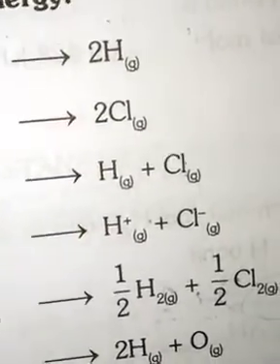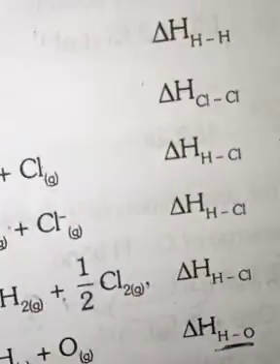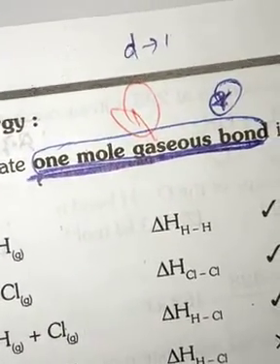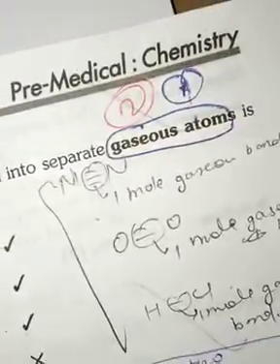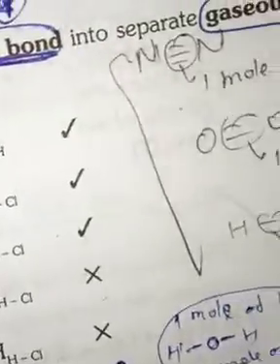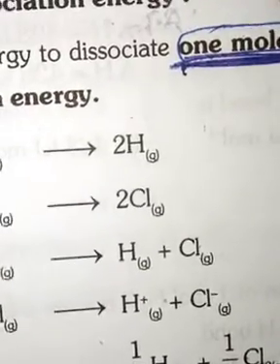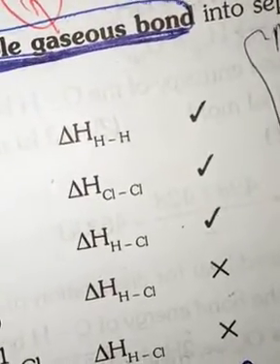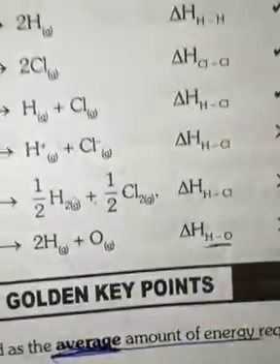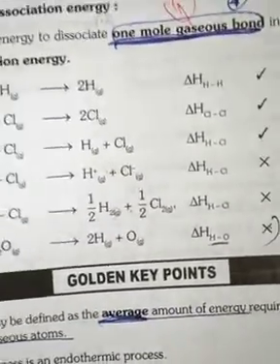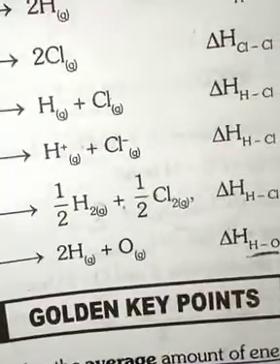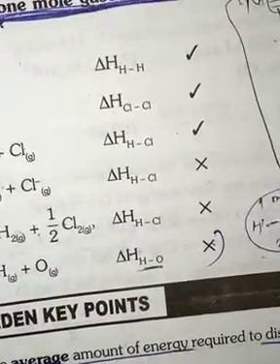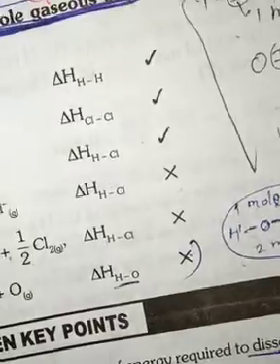And here ions are formed, that is why it is wrong, because what is the definition given here? The definition is that 1 mole of gaseous bond is getting dissociated into gaseous atoms. So here we have gaseous atoms. In the first three examples gaseous atoms are formed, so the bond energy is correct. But in the last three examples we do not find gaseous atoms. That's why these are not examples of bond energy.